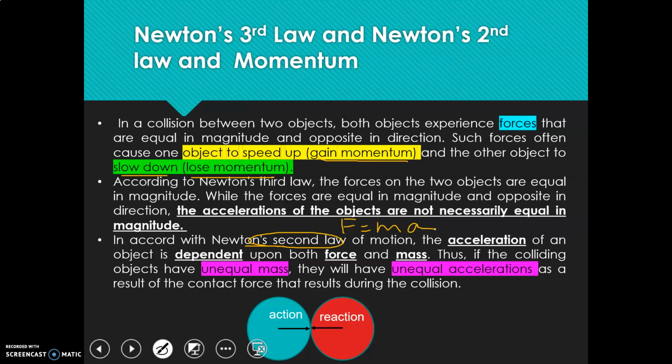So although the forces are equal in magnitude and opposite in direction, the acceleration will be different because of the masses of the objects. So if the colliding objects have unequal masses, maybe this is 2 kilograms and this is 10 kilograms, then even though they have equal and opposite forces being applied to the opposite bodies, they would still have unequal accelerations because their masses are unequal.